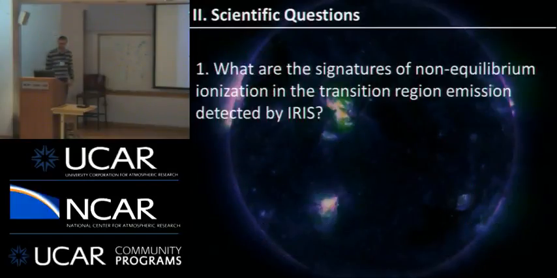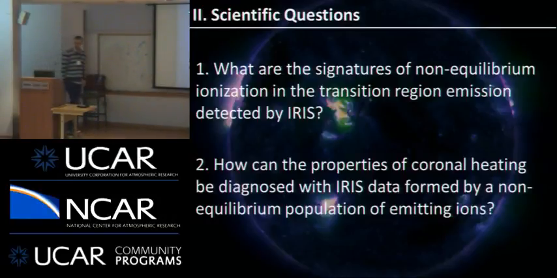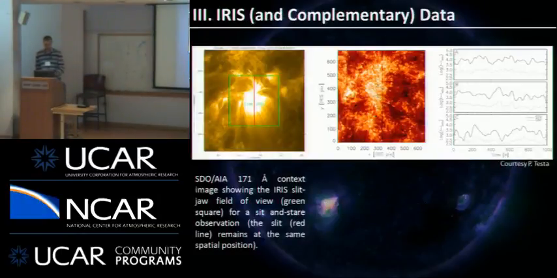the transition region. So the first couple of questions we wanted to ask ourselves is the straightforward one: what actually are the signatures of non-equilibrium ionization down there? Are we actually sure that we're dealing with this problem in the first place? And then once you've got that, how can you do something useful with the observations? If this is really taking place, then how can you actually extract something useful about the properties of heating, given that what you're looking at could potentially be quite misleading because it's out of thermal equilibrium and everything.